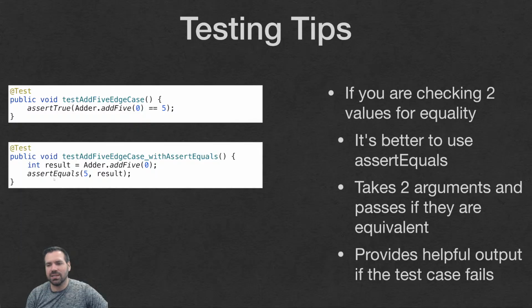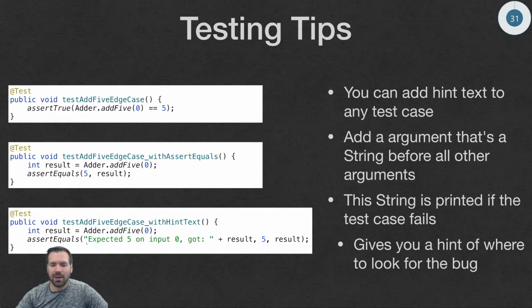The big disadvantage is if you're not checking two things for strict equality, then you can't use it. So it won't always do what you want it to do, where assert true will. But if you do specifically have the case where you're checking two values for equality, assert equals is pretty handy.